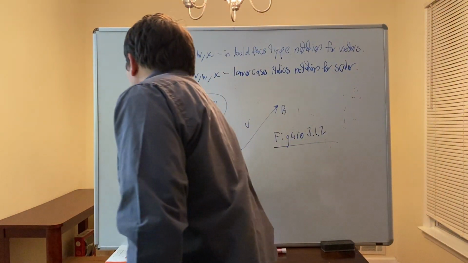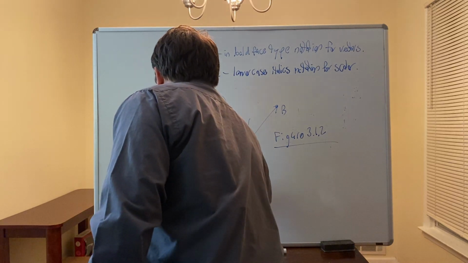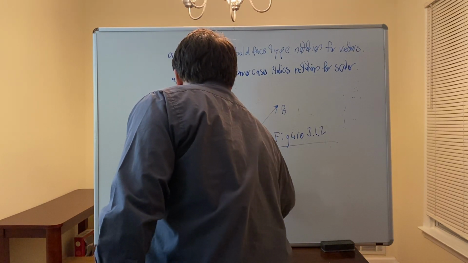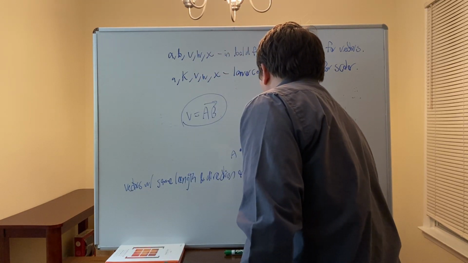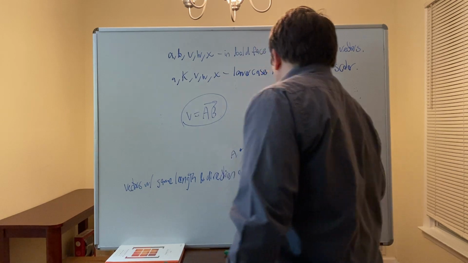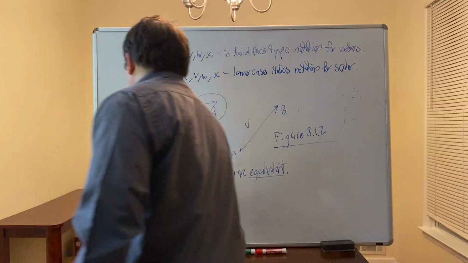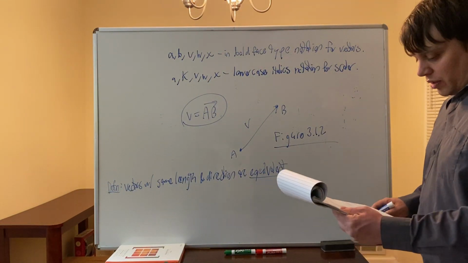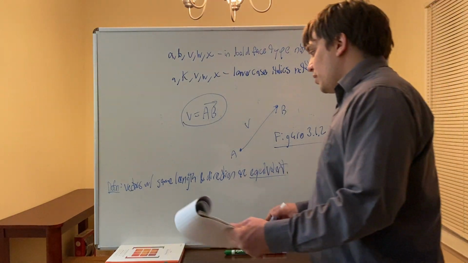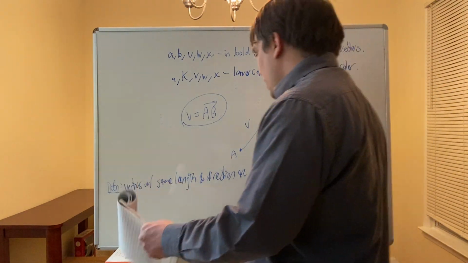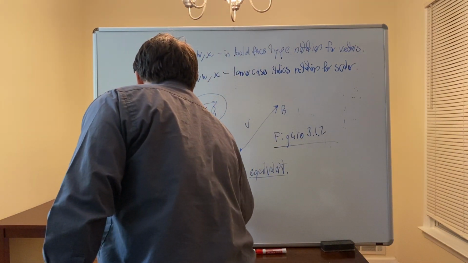So vectors with the same length and direction are equivalent. This is the definition of equivalent vectors. Vectors with the same length and direction are equivalent, and so we say that in this case they're equal.